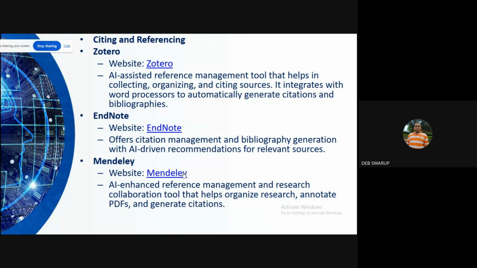For citations and references, there are Zotero, EndNote. My personal advice is that people start with Mendeley, or whatever you choose, you stick with that. Don't change it. For one paper I'm using Mendeley, for another I'll use EndNote, for the third I'll go for Zotero. What happens? You will miss out on important updates or important methods. Then again, you'll get confused.